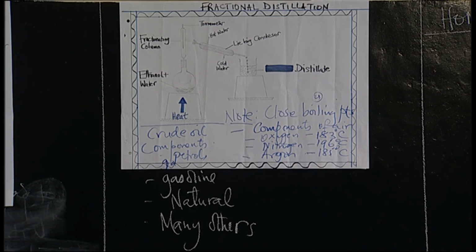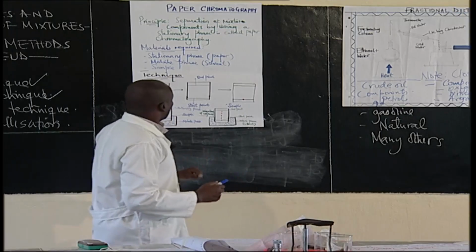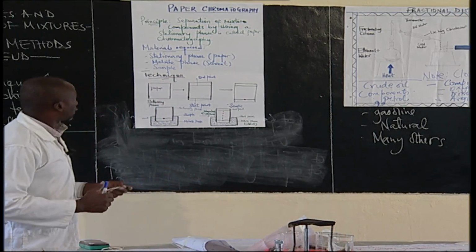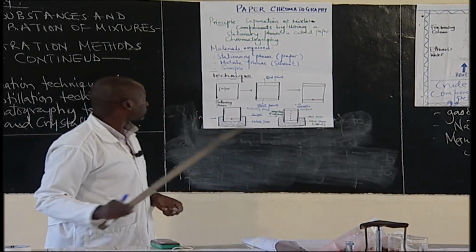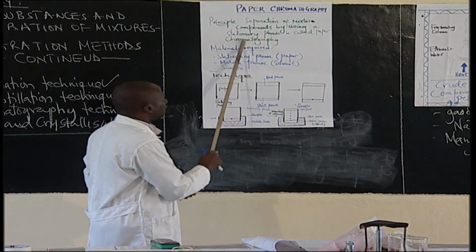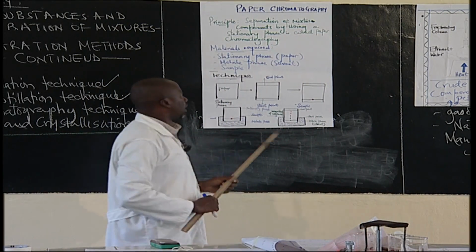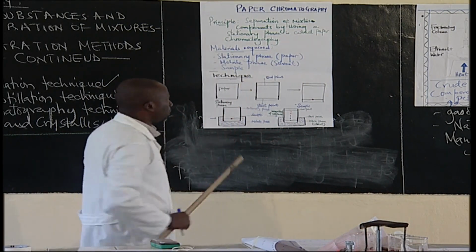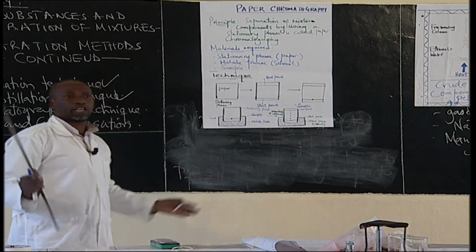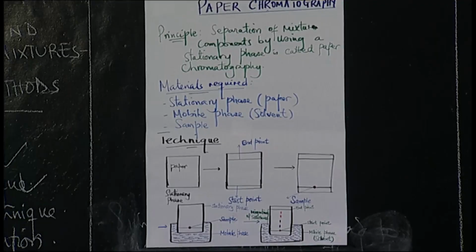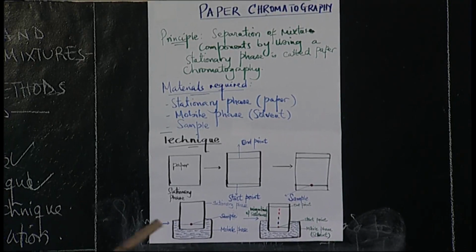So this is paper chromatography. This is the technique, the separation method, separation of mixtures by using the stationary phase in chromatography, and that is what we call paper chromatography. We have different types of chromatography, but we are going to look at only one, which is paper chromatography.